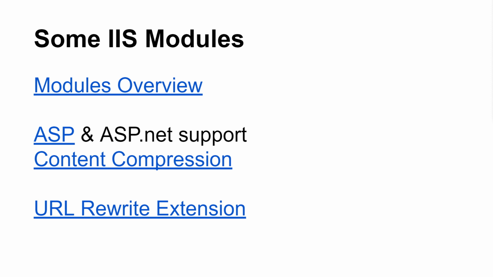So IIS modules, typically there's a link here to where to find some typical IIS modules. Most of the time they're Microsoft specific, like the module to load ASP or ASP.NET support. Content compression. Gee, that sounds kind of familiar. I wonder if it's related to the deflate module in Apache there. And the URL rewrite extension. Gee, that sounds familiar too. I wonder if that's related to the redirect extension there in Apache.